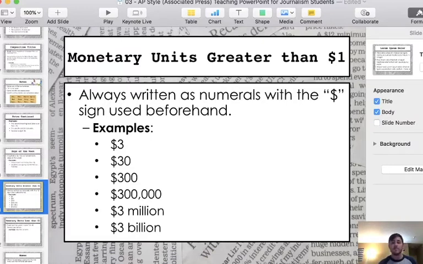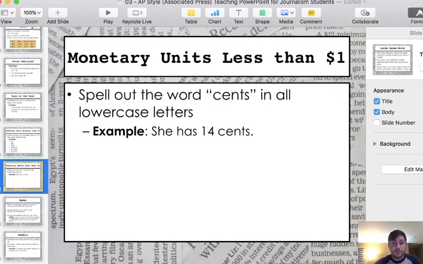So when we're talking about money, there are two things to really know. If we're talking about anything that's greater than $1, you always want to put the dollar sign before the number. And apart from that, if we're talking about cents, you always write out the word cents. Okay, so always written as numerals with the dollar sign used beforehand. You guys see some examples there. So like I just said, you spell out the word cents, okay?